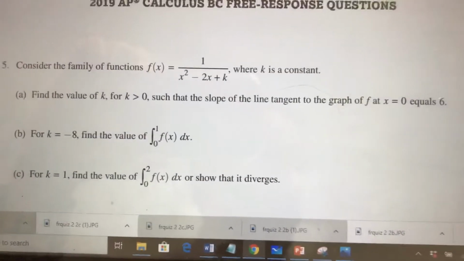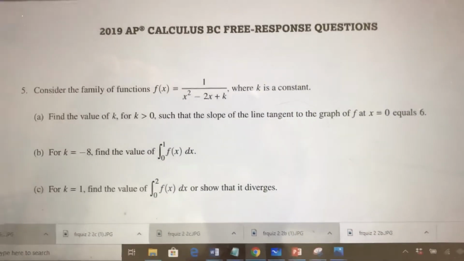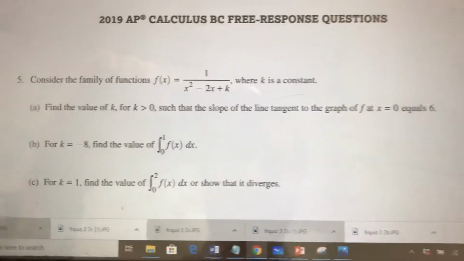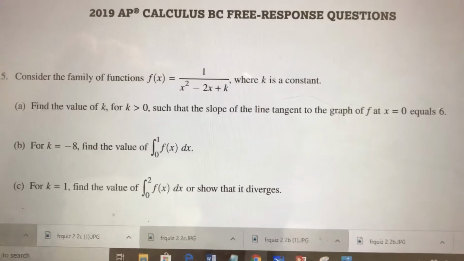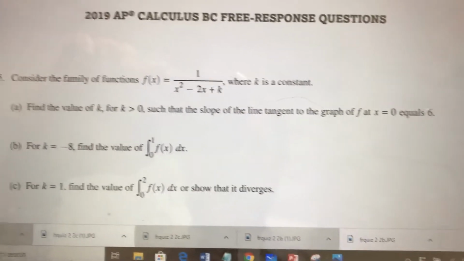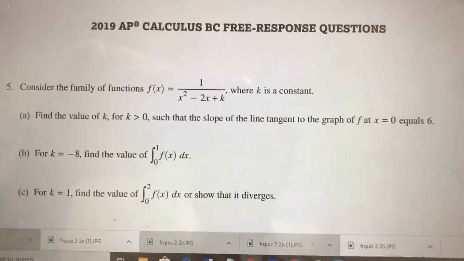This is free response number 5 from the 2019 AP exam. I've posted it on Schoology if you need to take a look at it. It's also searchable online. I thought this had some nice review things in it.